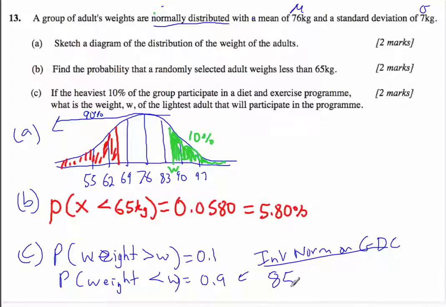So that's 85.0, and what do we have here, kilograms. All right? So 10% of these weights are above 85 kilograms, and 90% are below.